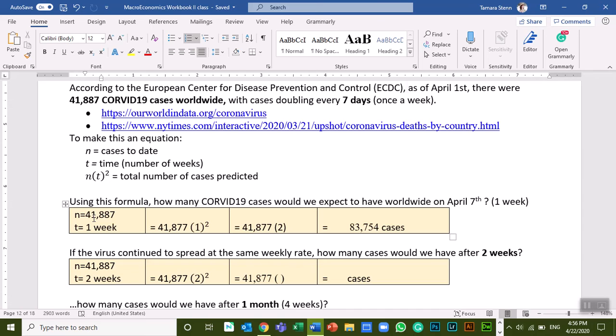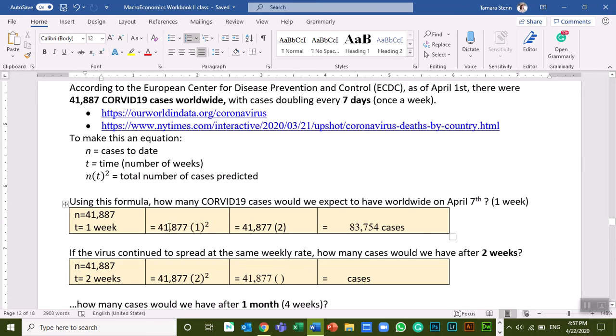So if I look at today's numbers and say these numbers are going to continue, and predict that in 1 week we will go from 41,887 deaths to 83,754 deaths, then when that new week comes, in this case April 7th, I can go back and look and see, was I correct? And the way I got to that number is important.